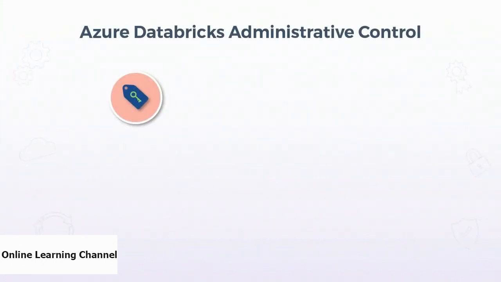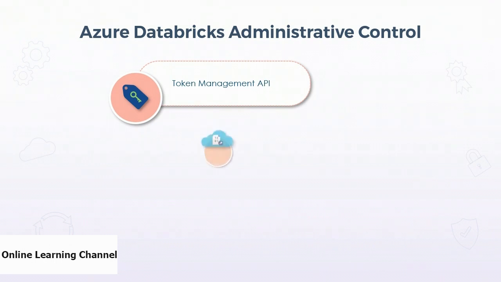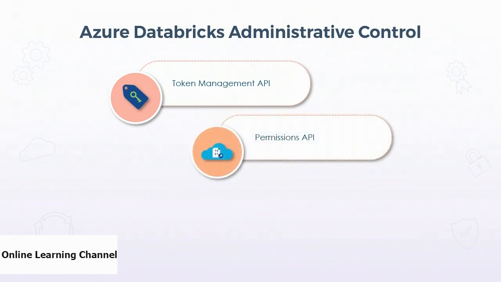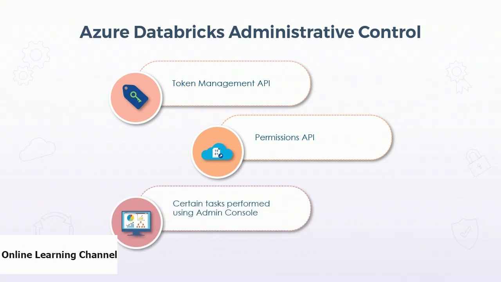Azure Databricks administrative control. So as an Azure Databricks admin, you can use the Token Management API and the Permissions API to control token usage at an even less coarse, and one would say more fine-grained, level. There are some tasks that you can perform using the admin console. But again, for that more fine-grained approach, you want to use your Token Management API and your Permissions API as well.